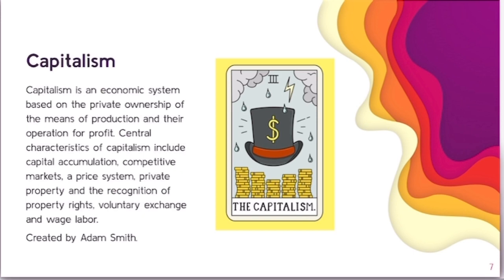Then we have capitalism. Capitalism is an economic system based on the private ownership of the means of production and their operation for profit. Central characteristics of capitalism include capital accumulation, competitive markets, a price system, private property, and the recognition of property rights, voluntary exchange, and wage labor. This economic system was created by Adam Smith, and a lot of countries have this kind of system in our current days.